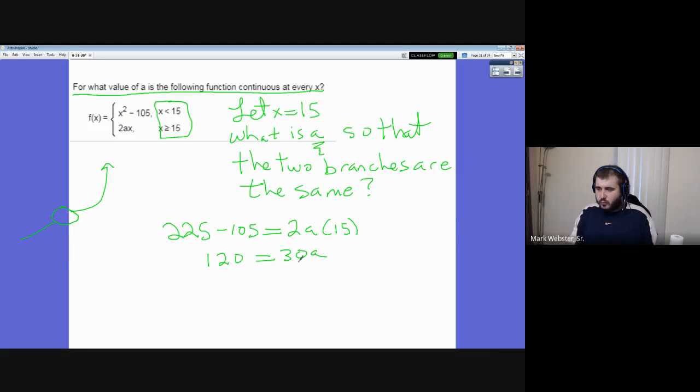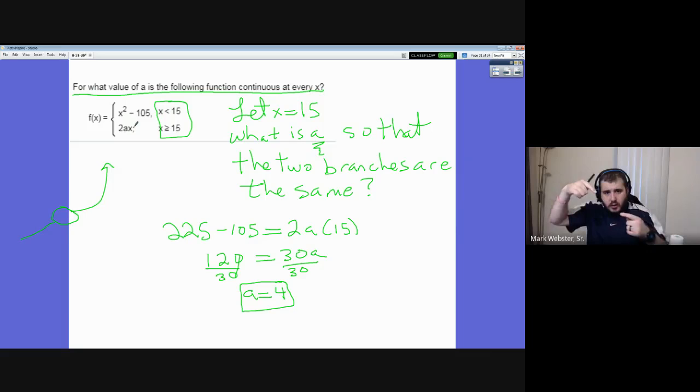So let's find the A that makes it work. I divide both sides by 30, and I get 4, right? And you can go back and check. You can plug in 4, and you can see that these are going to come out to be the same, right? You'll get 120 here, and then you'll get 120 here, so that at A equals 4, this piecewise function comes together and becomes one thing. And that's all there is.